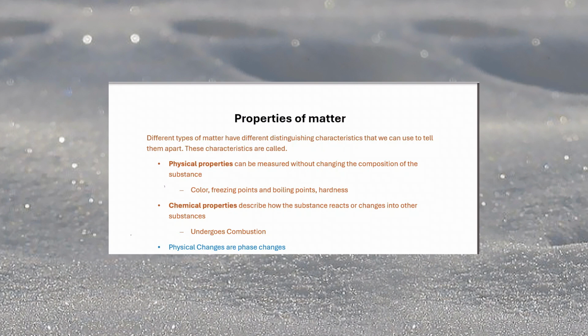Examples of physical changes are phase changes. For example, you have ice. Melt it, you will get water. You heat it up, you will get steam. It's still the same water. That type of change is known as physical change.